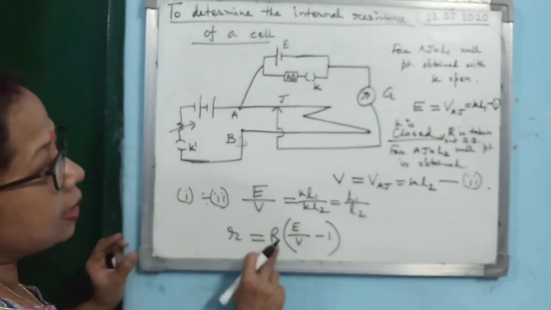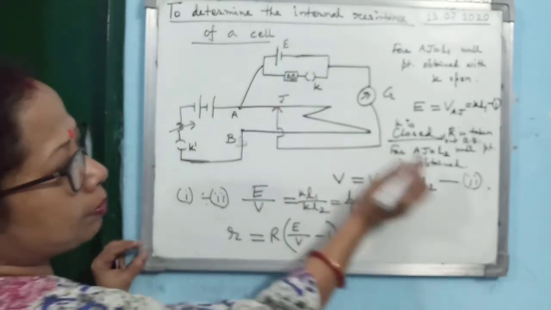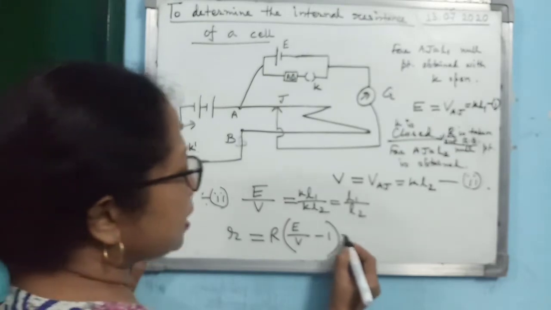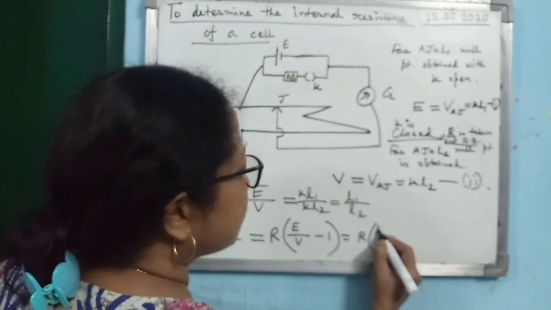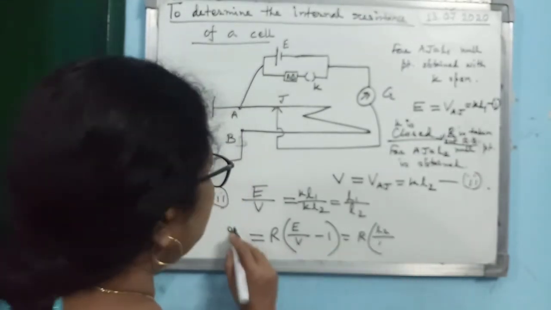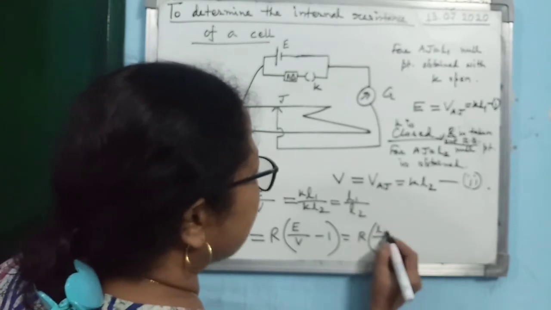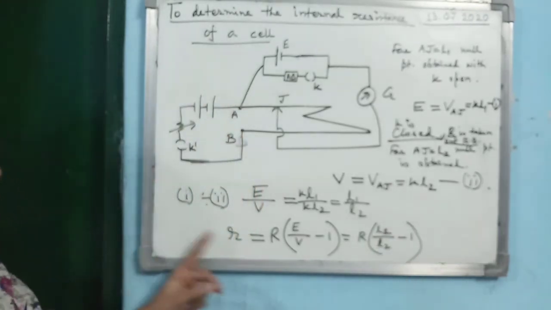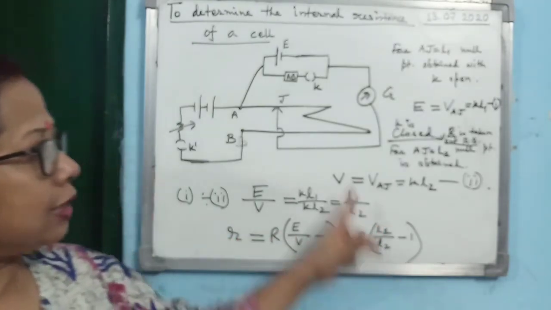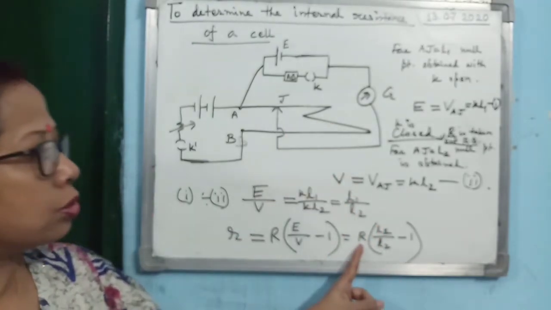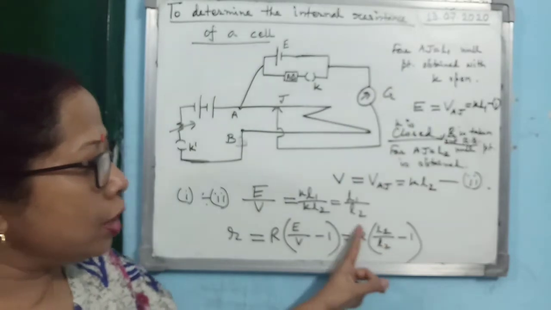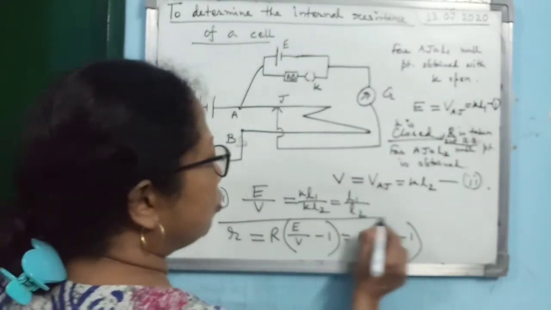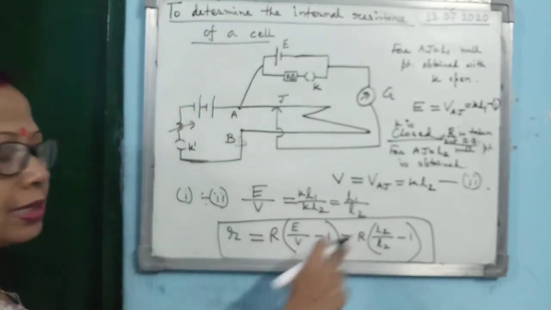What is this external resistance? Resistance taken out from the resistance box. Is that clear? So you can write it as R into (E by V, which is L1 by L2) minus 1. L1 and L2 you have measured from the experiment, R also you have measured from the experiment. So put it here and you can calculate the value of the internal resistance.